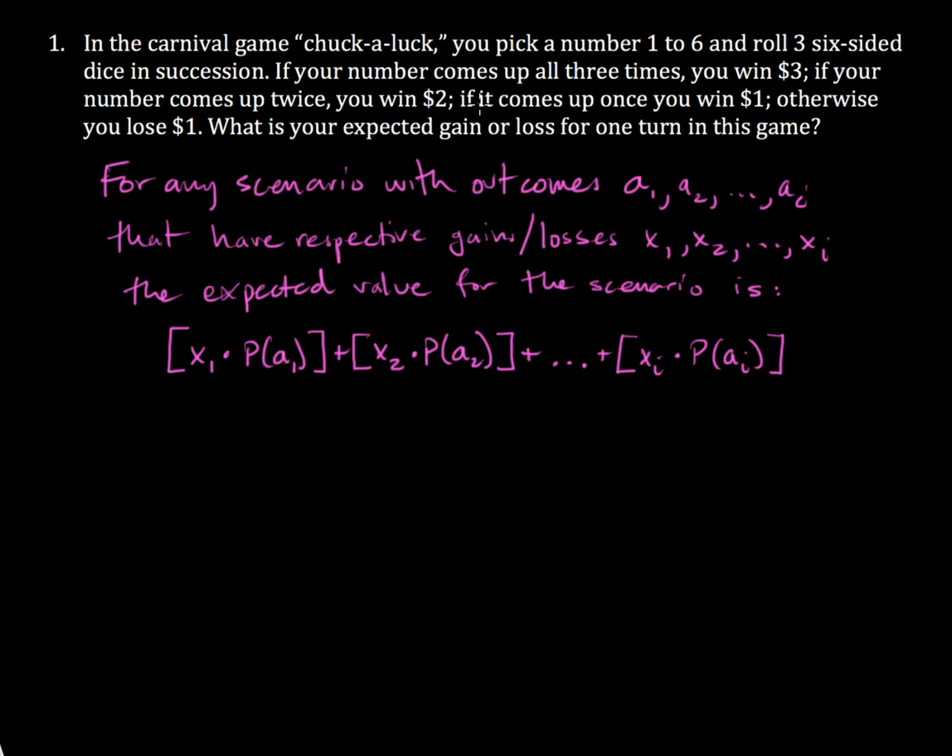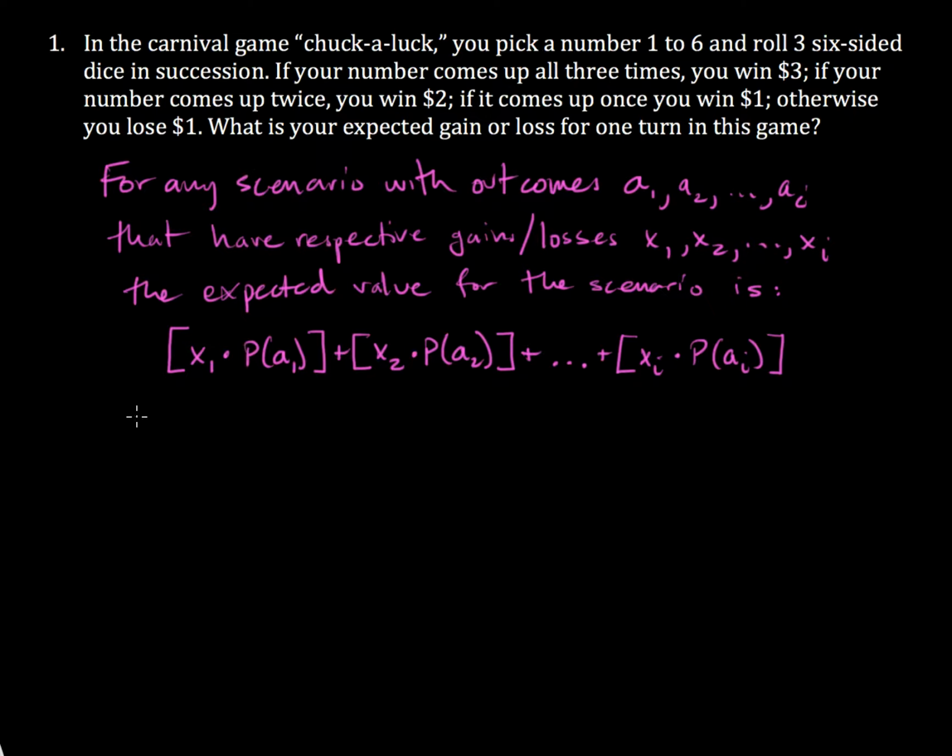If your number comes up all 3 times, you win $3. If your number comes up twice, you win $2. If it comes up once, you win $1. Otherwise, you lose $1. So what is your expected gain or loss for one turn of this game? The first thing we need to think about is what are the different scenarios that can occur within this game, because we're going to have to figure out the probability of each.